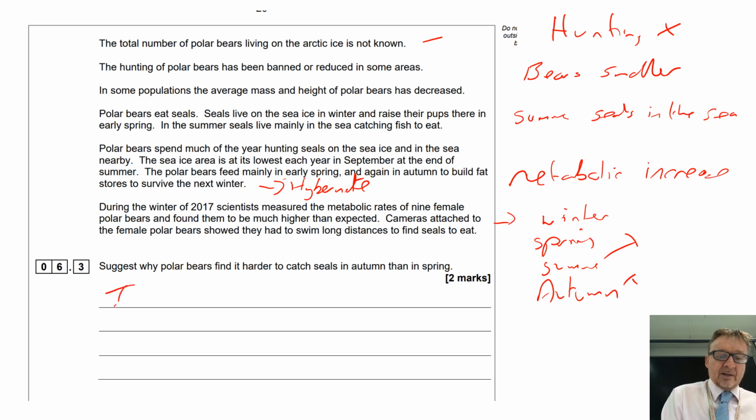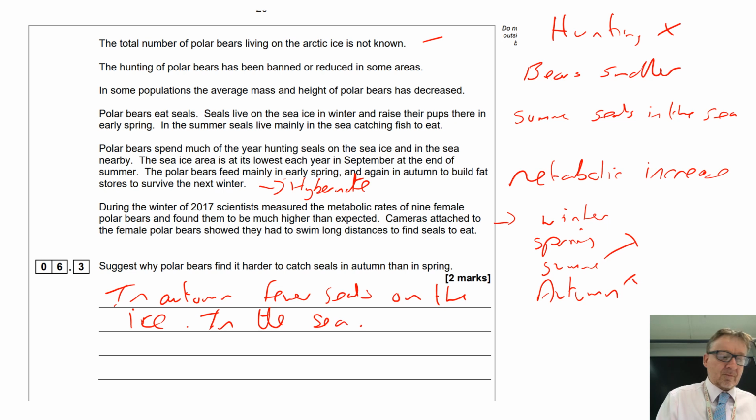So in autumn, there are fewer seals on the ice. They are in the sea because there's no sea ice. Also, in the autumn, the pups are now adults. Right, so they've done the breeding season and the seals are then much bigger. And then because there is less sea ice, there's going to be more competition between bears.